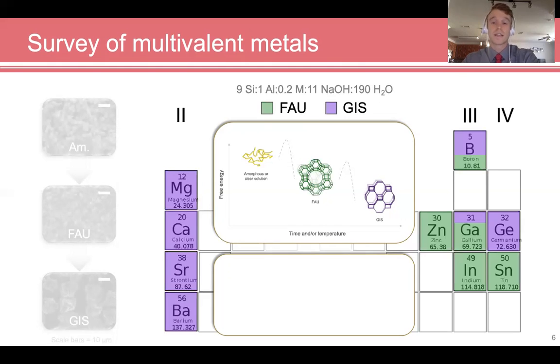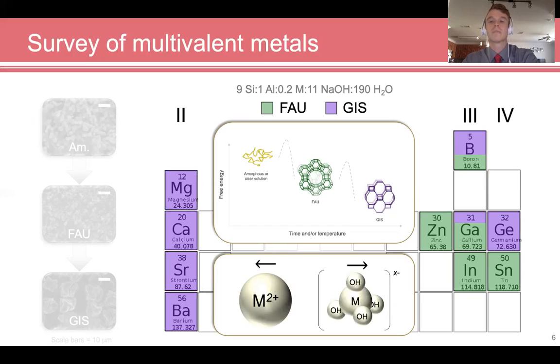So another interesting insight from this study is that it highlights the differences between the forms metals take when they're in solution. So on the left, we have alkaline earth cations, which form divalent cations. But on the other hand, a lot of these transition metals will form anionic metal hydroxide complexes. And this is really important because this is the same type of form that aluminate species will take in solution, which will typically bind with silica and then nucleate to eventually form a zeolite.